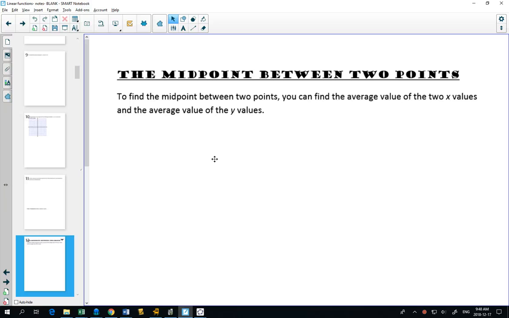Today we're going to look at the midpoint between 2 points. To find the midpoint between any 2 points, all you're doing is finding the average of the x values and the average of the y values.